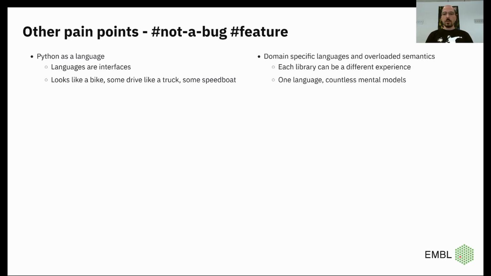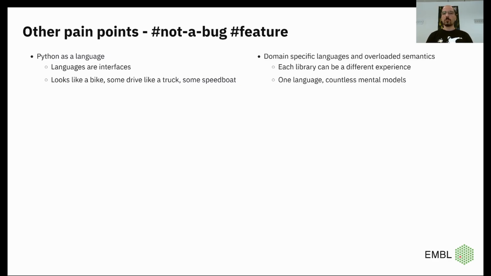Now, other pain points are more of a "not a bug, it's a feature" type of situation. So Python is a language, and a language being an interface, using this analogy, it sometimes looks like a bike, but it kind of drives like a truck. But depending on the library, it might drive like a speedboat, actually. And so one of the aspects of the language is that it is possible to create domain-specific languages out of it, or to overload the Python semantics.